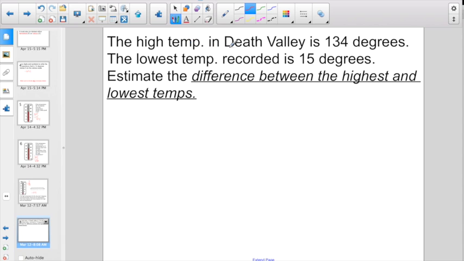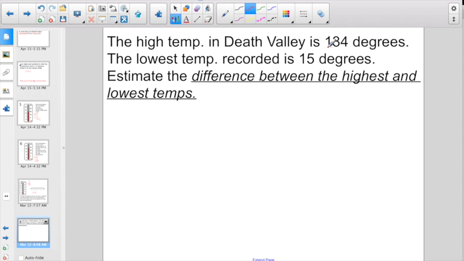So the high temperature in Death Valley is 134 degrees. The lowest temperature recorded is 15 degrees. Estimate the difference between the highest and lowest temperatures. Believe it or not, over 100 days of school, I still have people trying to tell me that with differences, one will be bigger than the other. Difference in math means the answer when you subtract, right? So it's all going to boil down to how we do our estimating here. And when we estimate, we want to be able to do the computations in our head.